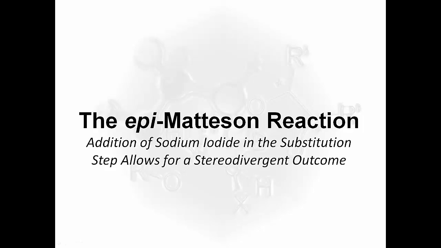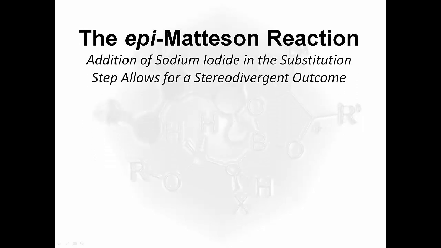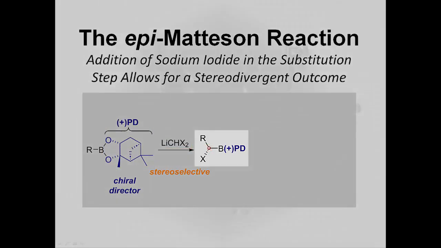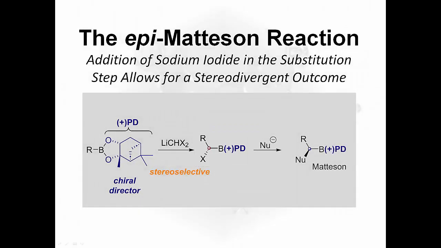In this video, we will look at a new take on the good old Matheson reaction. This great synthetic tool allows for the insertion of lithiated dihalomethane into the carbon-boron bond of a boronic ester containing a chiral auxiliary, such as pinene-diol, for example. This generates an alpha-haloboronic ester stereoselectively. Subsequent substitution with a nucleophile usually proceeds under inversion.